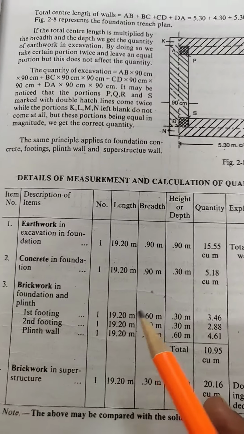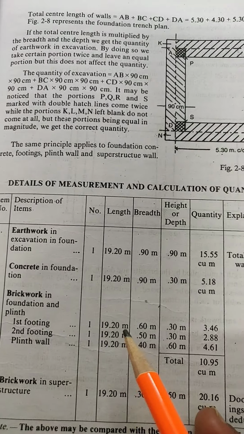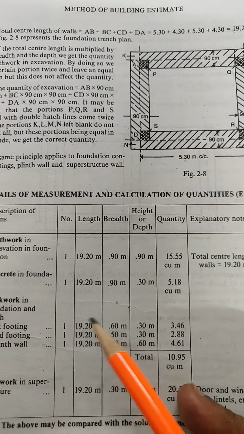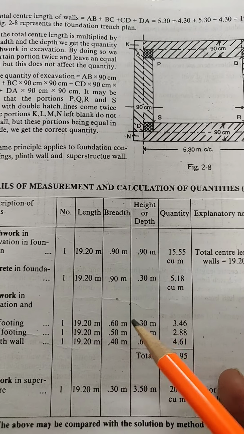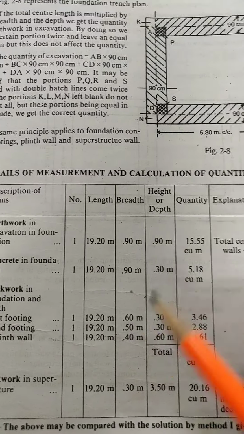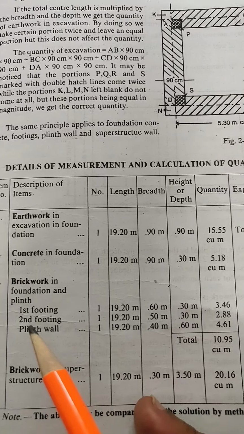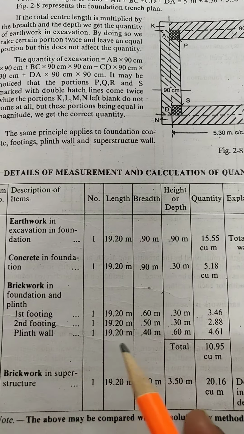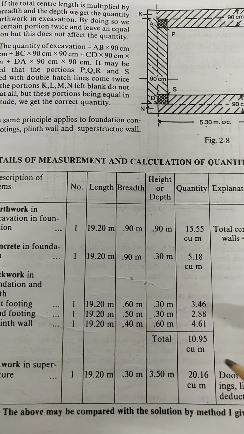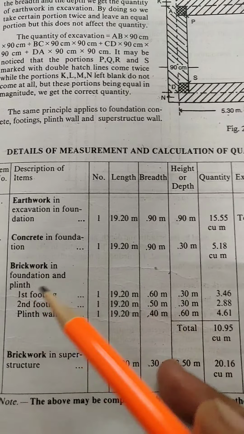So for the first footing, 19.2 meter is the common center line length. Then the breadth of the first footing is 0.6 meter, the height is 0.3 meter, and you will get the quantity. Similarly, the second footing and plinth wall are calculated. In all, the total is 10.95 for brickwork.